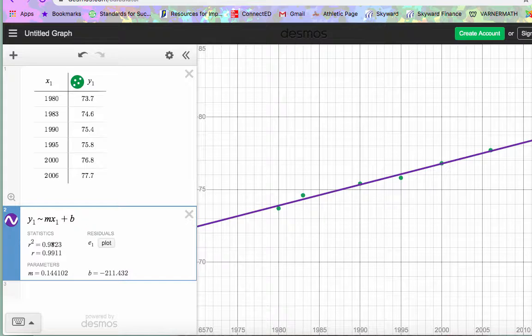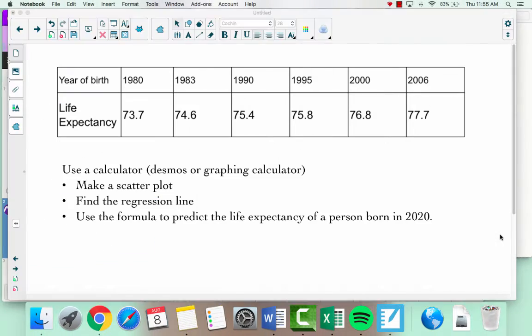Notice that 0.98 and 0.99 are very, very close to +1. So this is going to have a positive correlation. And by looking at the graph, you should be able to tell. But the closer to 1 it is, the closer the data fits the line. So if you're wanting positive correlation, you want it to be as close to 1 as possible. Okay, so I'm going to go ahead and type that on our screen here.